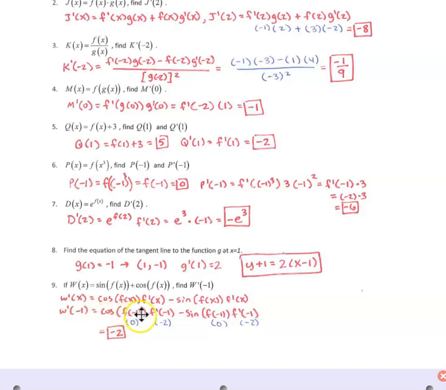Cosine of f of negative 1 times f prime of negative 1 minus sine of f of negative 1 times f prime of negative 1. From the table, f of negative 1 is 0, and f prime of negative 1 is negative 2. Cosine of 0 is 1. 1 times negative 2 is negative 2. Sine of 0 is 0. So 0 times negative 2 is 0, so this expression zeroes out, and we're left with just negative 2.